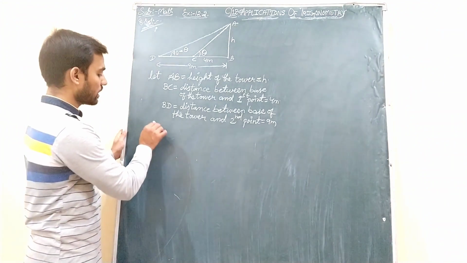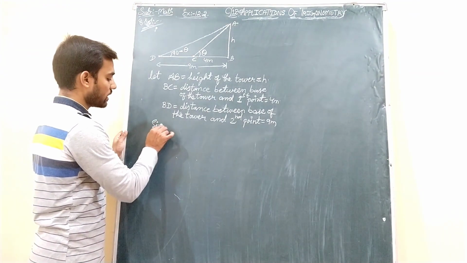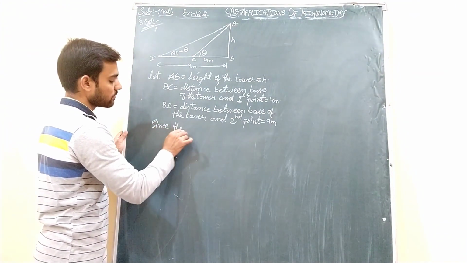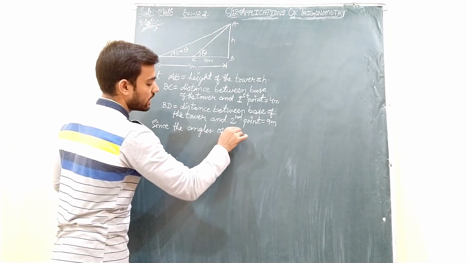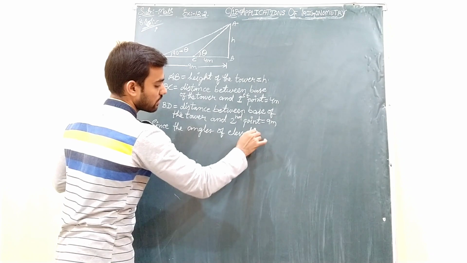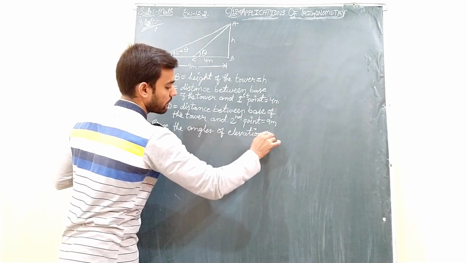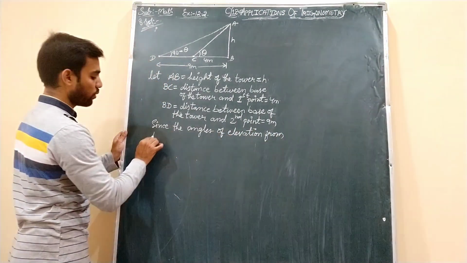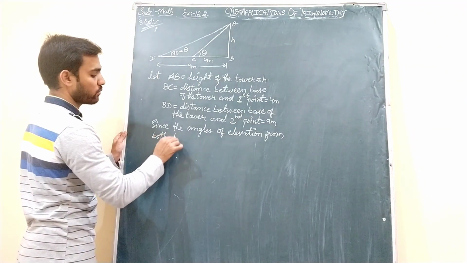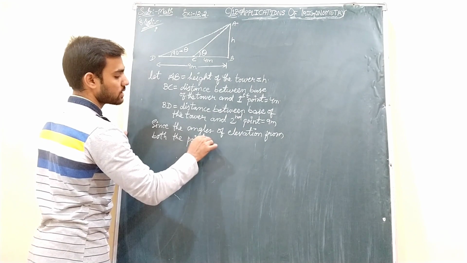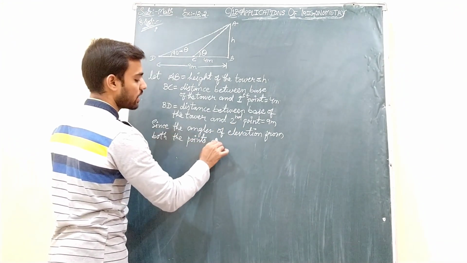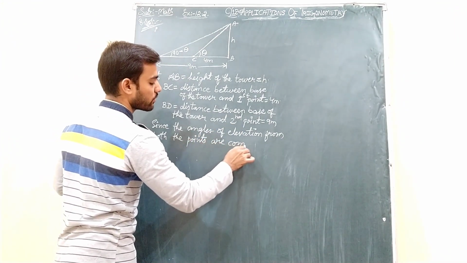This is BD. Since he has mentioned that the top of the tower is being observed from both the points, the angles of elevation from both the points are complementary, as given in the question.